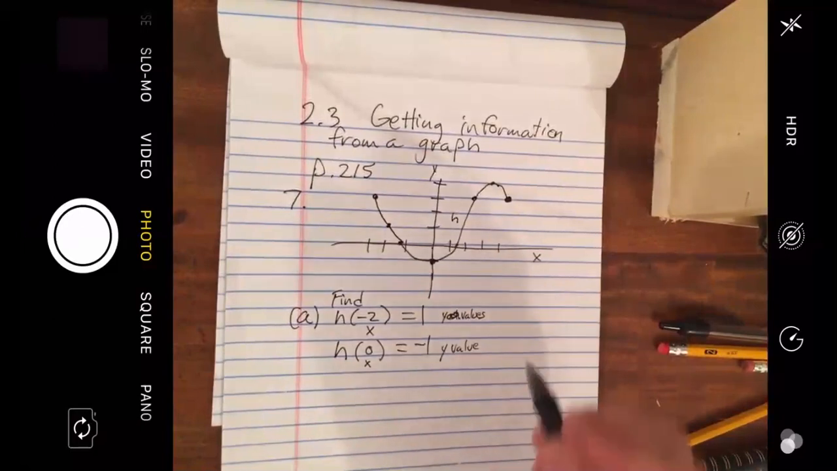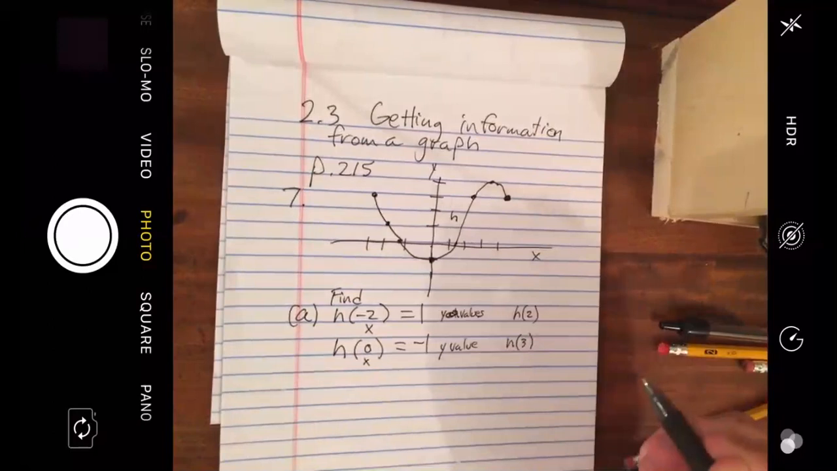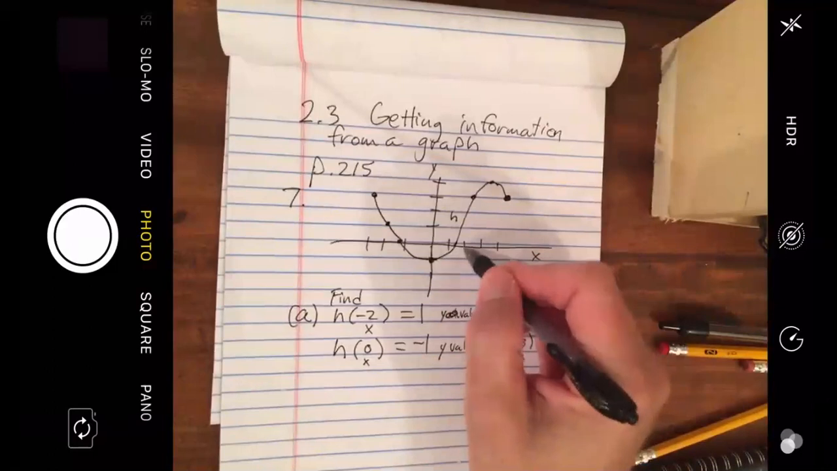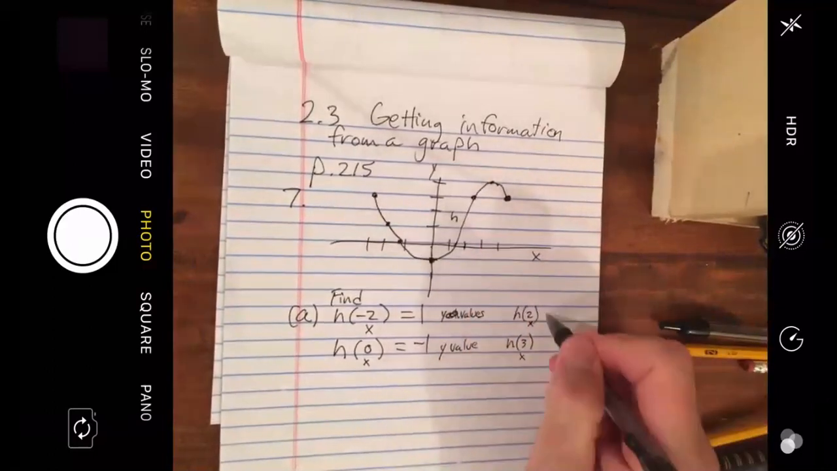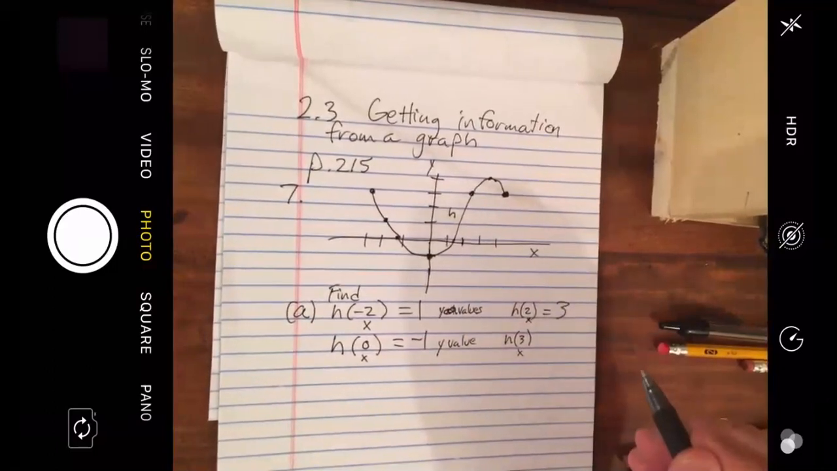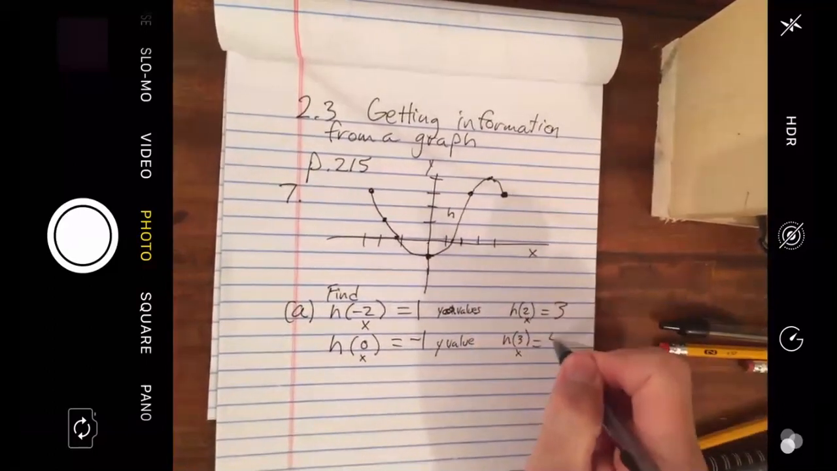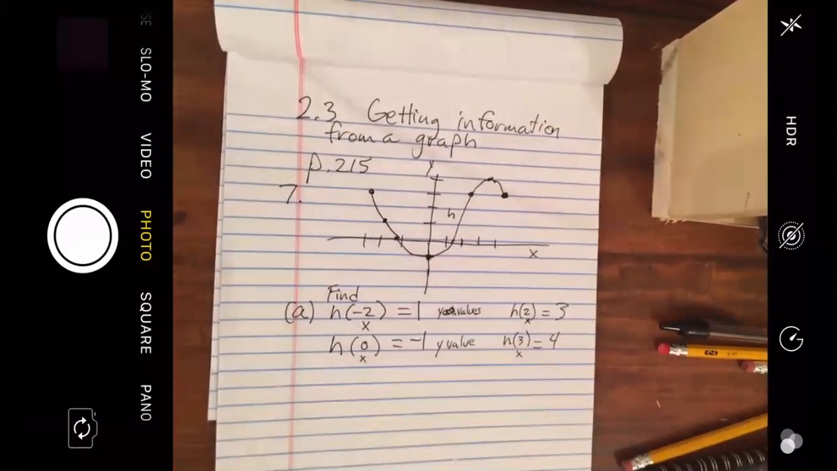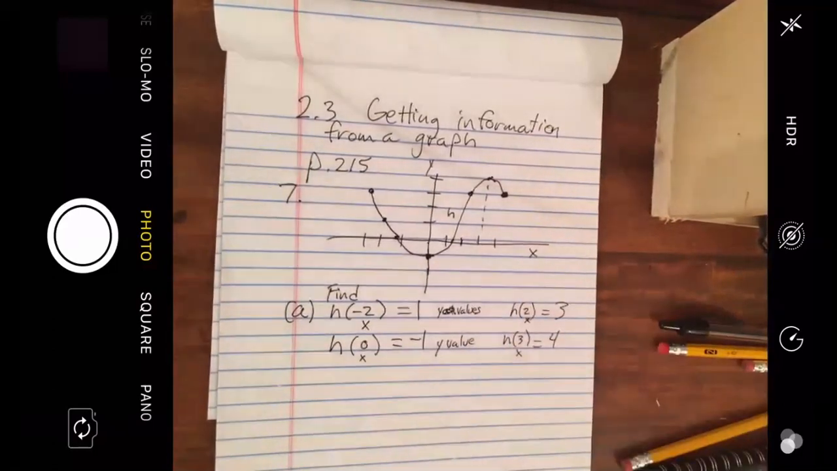The other 2 are h of 2 and h of 3. Again, these are the x's, so I find them along the x-axis. There's 2, and it goes up to 3. This would be equal to 3. And h of 3 is at this peak, and it would be 4. Any questions about that? Sorry if it doesn't quite line up. I'm trying to freehand draw it.